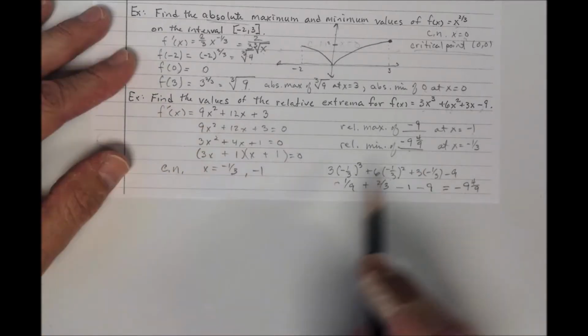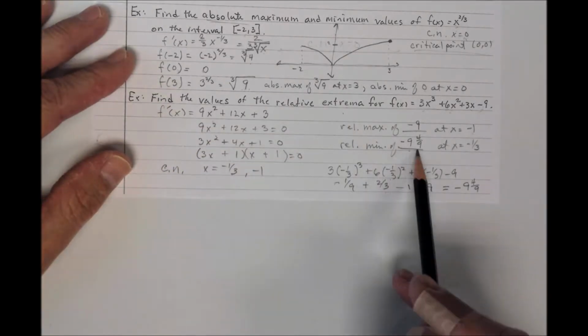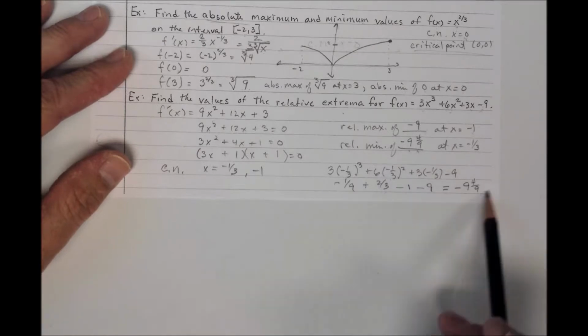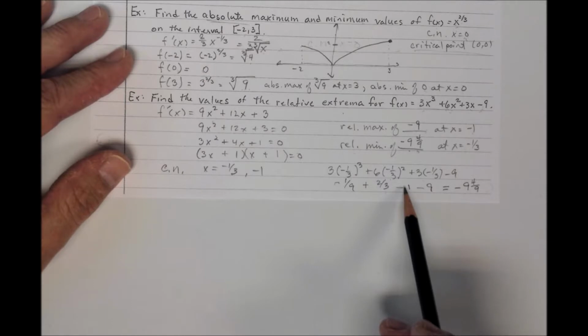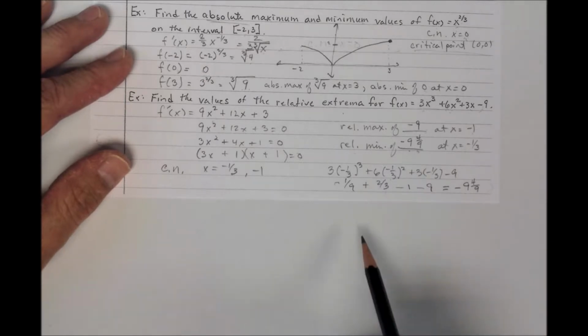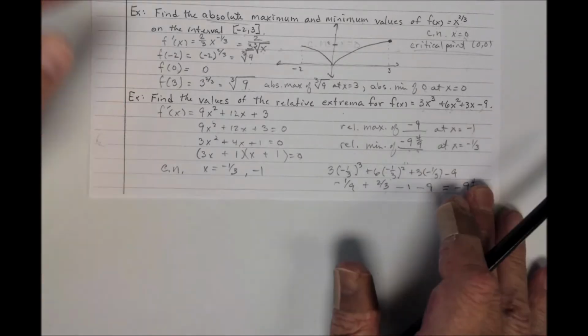So it says find the values of the relative extrema. Now if you go decimal on me here, and I don't think there's really any need to because the fractions didn't get that bad, remember, give me 3 decimal places. Okay. All right, so we're going to scoot on from here.